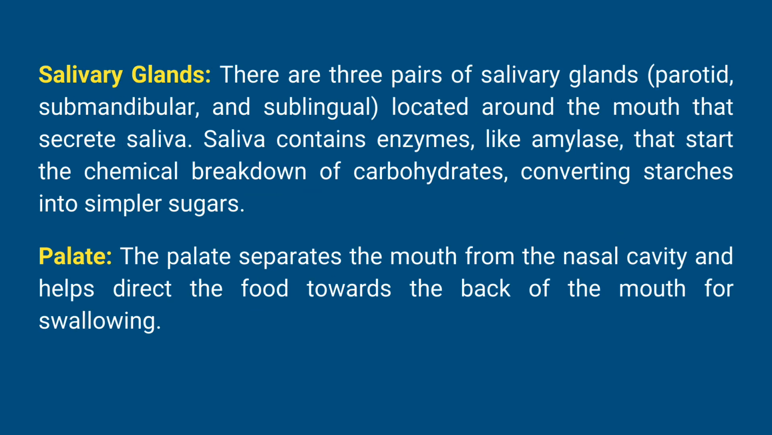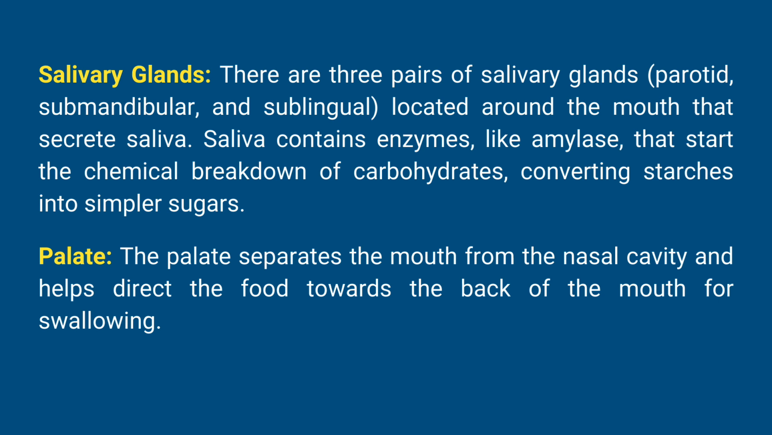Salivary glands. There are 3 pairs of salivary glands, parotid, submandibular, and sublingual, located around the mouth that secrete saliva. Saliva contains enzymes, like amylase, that start the chemical breakdown of carbohydrates, converting starches into simpler sugars.